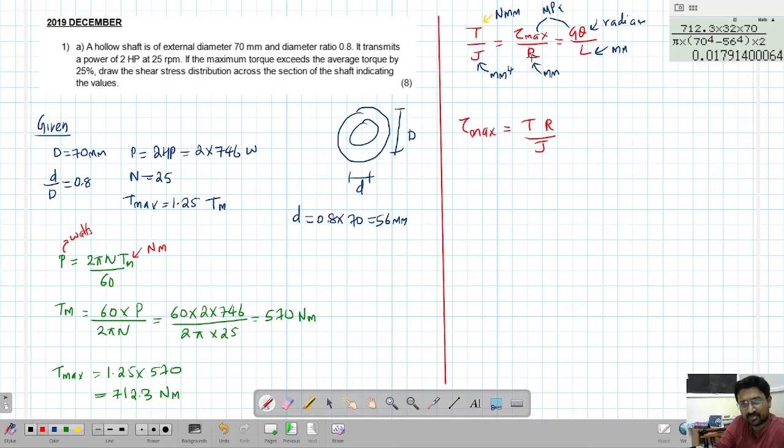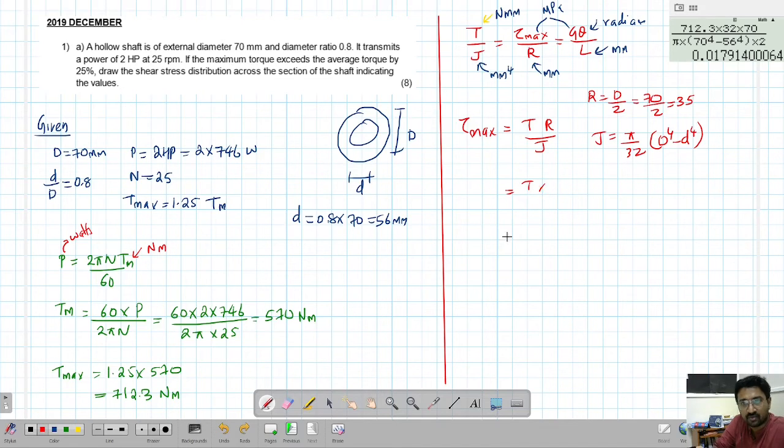Now remember that R equal to capital D by 2, which is equal to 70 by 2, which is equal to 35 mm. J equal to pi by 32 into D raised to 4 minus d raised to 4. So 1 by J will be the inverse of this. So this we can write as T times R, and R is nothing but 35.